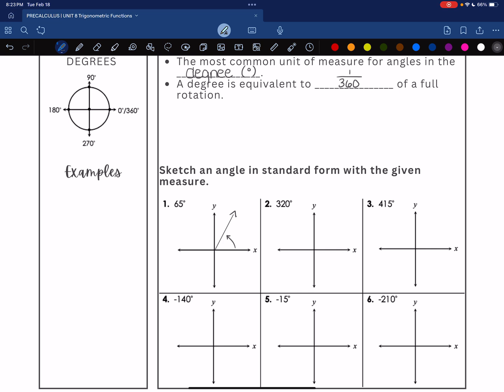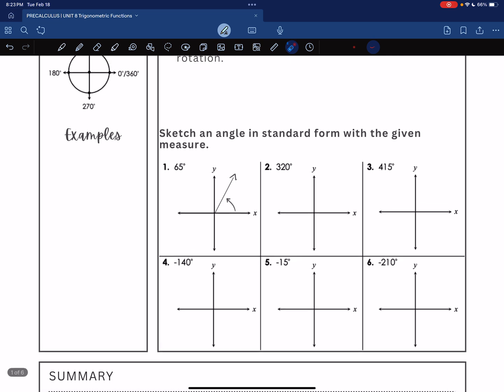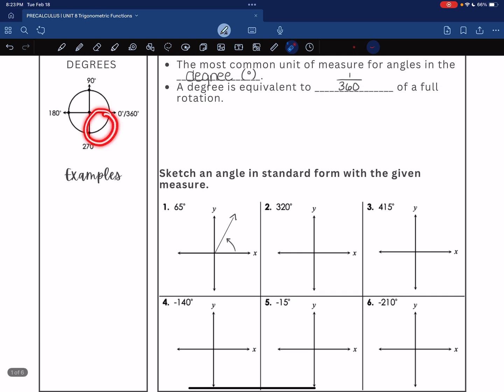Now the next one, 320. 320 is going to be somewhere in this fourth quadrant because it's between 270 and 360. It's going to put us right about here.